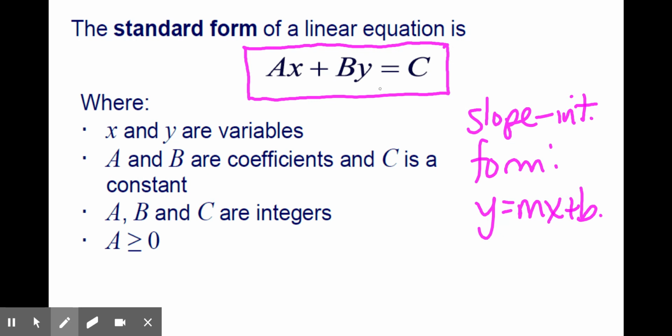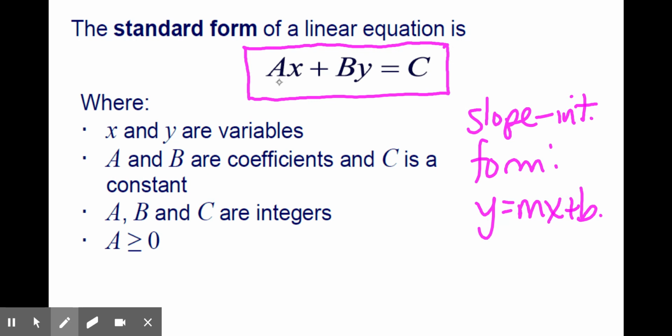All right, so you notice some things that are different from slope-intercept form. You see that x and y are both on the same side, right? X and y are your variables. A, b, and c, they're all numbers, and they have to be integers. All right, so that's positive or negative whole numbers, or zero. Zero is also allowed. And a has to be a number that is greater than or equal to 0.